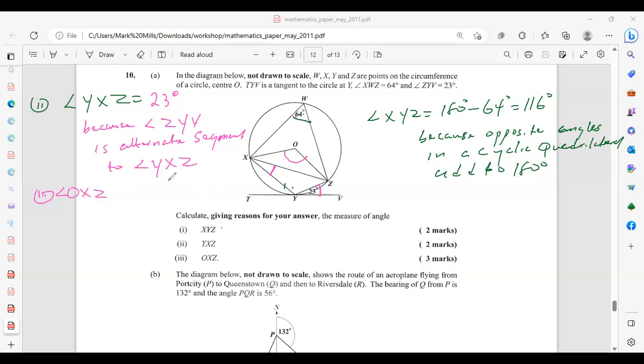OX, they want to find this angle here. So when you double this, what do we get? 128. So before we answer the question, we have to find this angle first. So this will give me 180 minus 64. What do I get? 116.